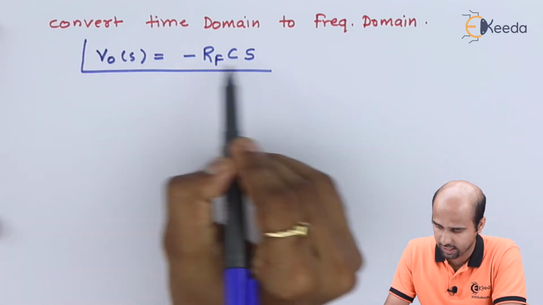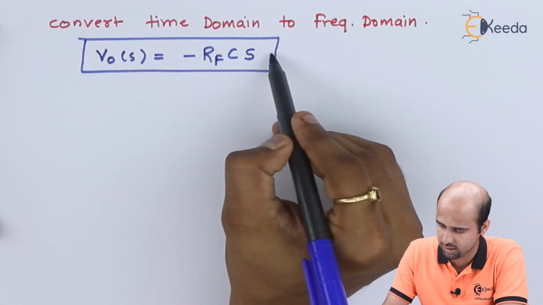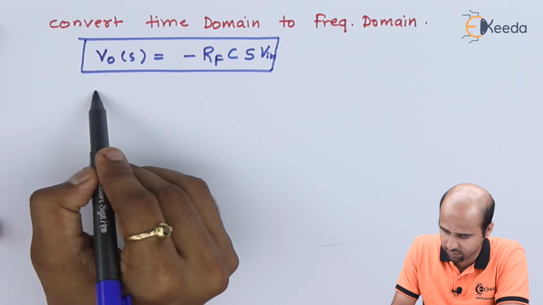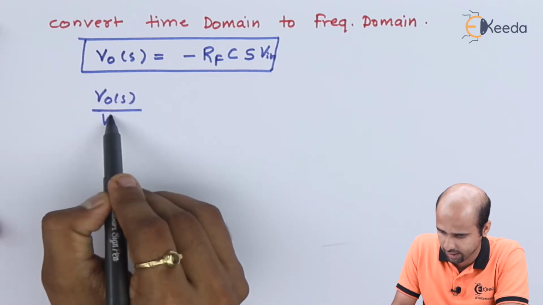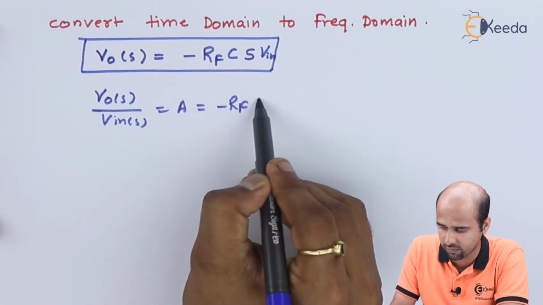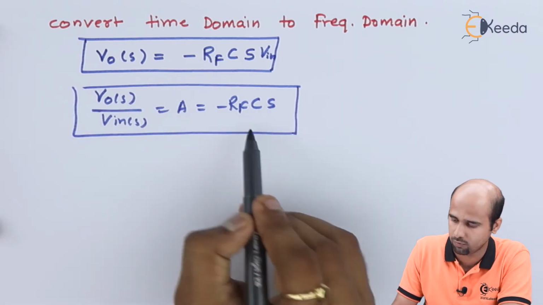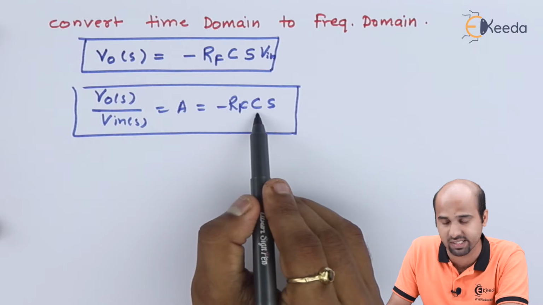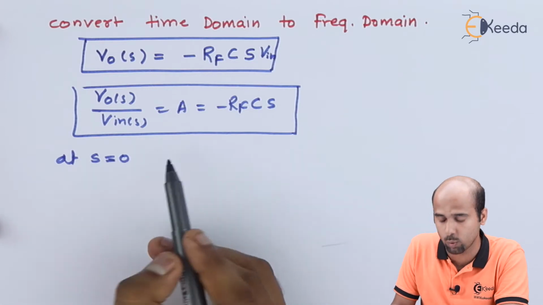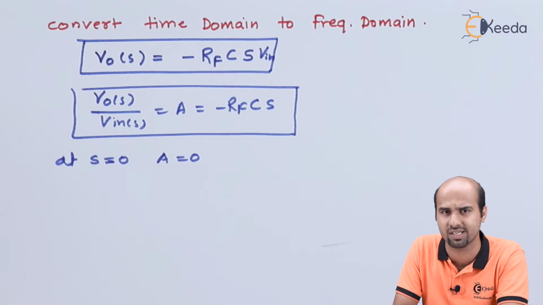Now if you look at this carefully, obviously this is nothing but multiplication with V in. So that we will be getting VO of S divided by V in of S, which is nothing but gain, which is equal to minus RF C into S. Now this is the crucial formula, minus RF S into C. We'll put the value S is equal to 0. That means frequency is equal to 0, your gain is equal to 0. That is okay.